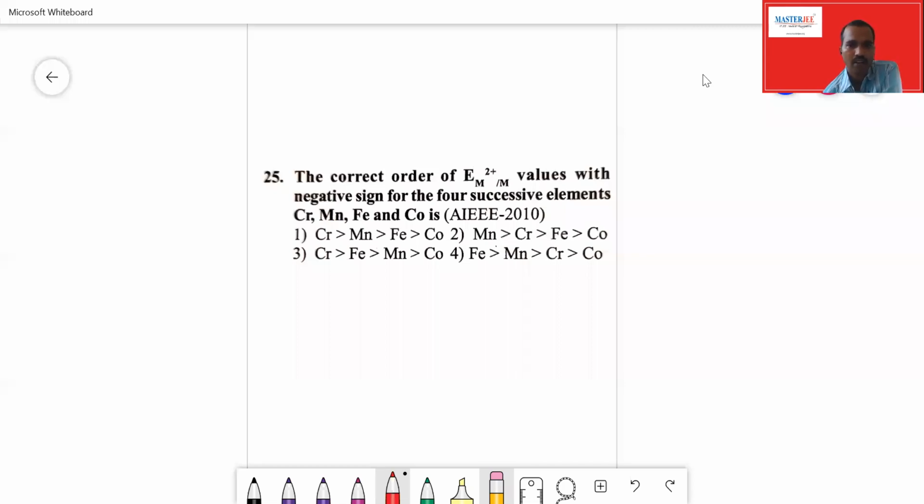So the correct order of E m plus 2 by m values with a negative sign for successive elements chromium, manganese, iron, cobalt is, so it's an experimental evidence. If you see here in our NCERT book, the order they have given is Mn is greater than chromium is greater than iron is greater than cobalt. So the second option is the correct one. This we have to follow.